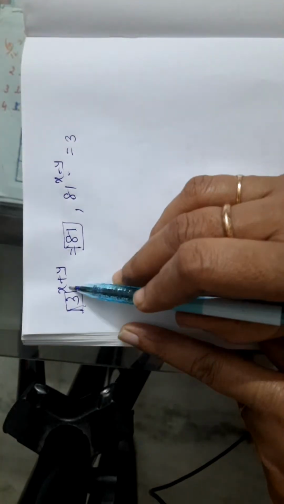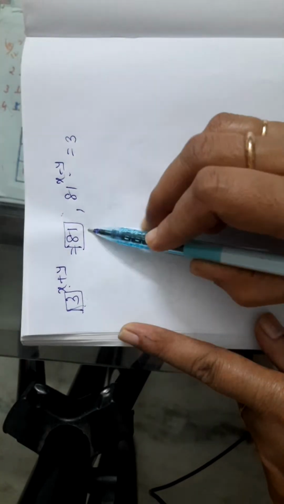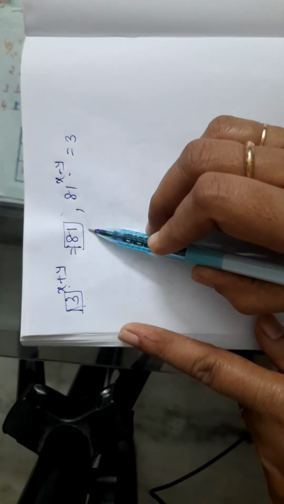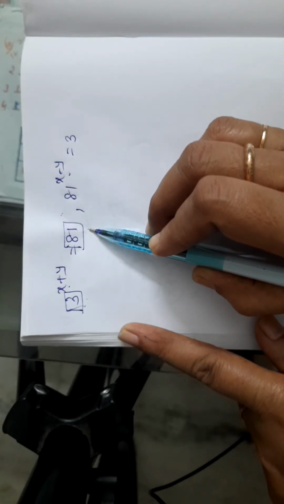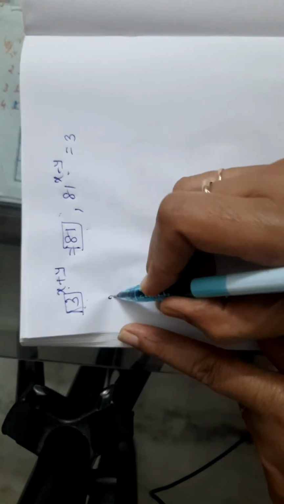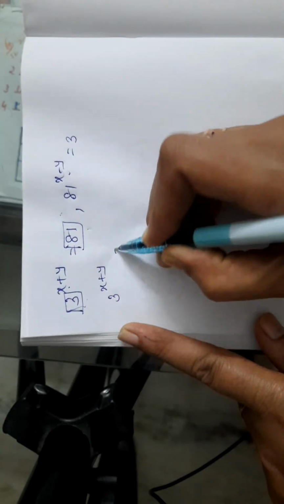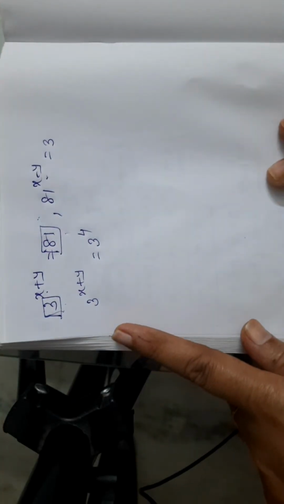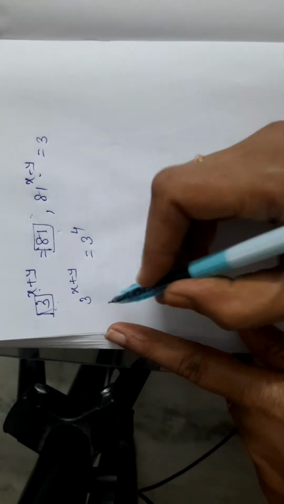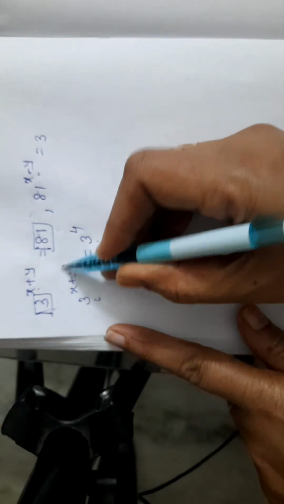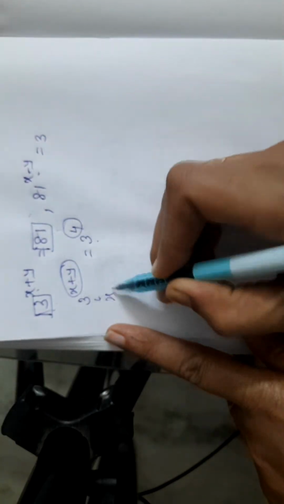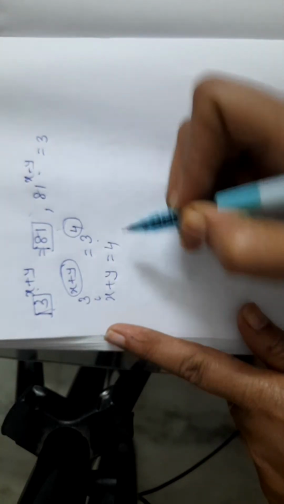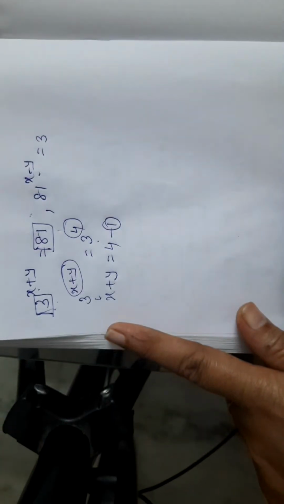ठीक है, जब भी हमको पावर को इक्वल करना है तो हमको इस बेस को इक्वल करना है. ओके, हाँ, वेरी गुड. We need to convert it into the same base. 3 raised to x plus y is equal to 3 raised to 4, as 3 raised to power 4 is 81. So now the base is equal. We compare the power. So x plus y is equal to 4. This is our first equation.